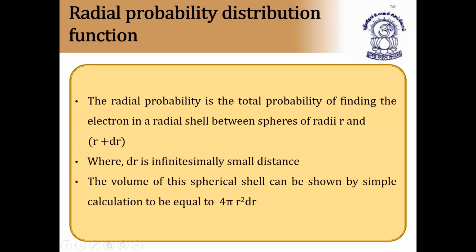Radial probability distribution function. This is a very important topic for advanced level. The radial probability is the total probability of finding the electron in a radial shell between spheres of radii r and r plus dr, where dr is an infinitesimally small distance. The volume of this spherical shell can be shown by simple calculation to be equal to 4 pi r square dr. So how to find the radial probability distribution is equal to 4 pi r square dr. Nothing here is to be remembered because this is a very complicated topic, and anyway it is not there from the NCERT point of view. Only the formula is important. Schrödinger equation in more detail we'll have in PG.